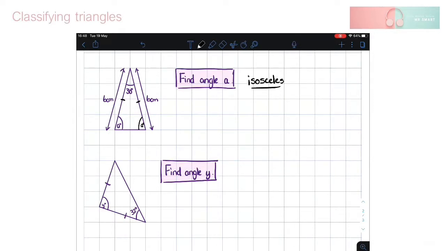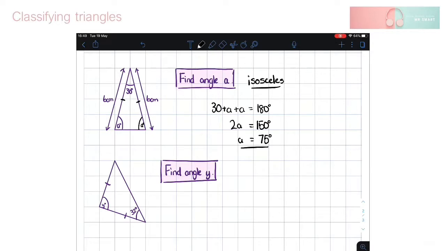So I can say that 30 plus A plus A equals 180 degrees. Taking 30 away from both sides, we get 150 degrees. And on this side, we'll have two lots of A because A plus A equals 2A. And if two lots of A is 150, divide by 2, and that gives me A equals 75 degrees.